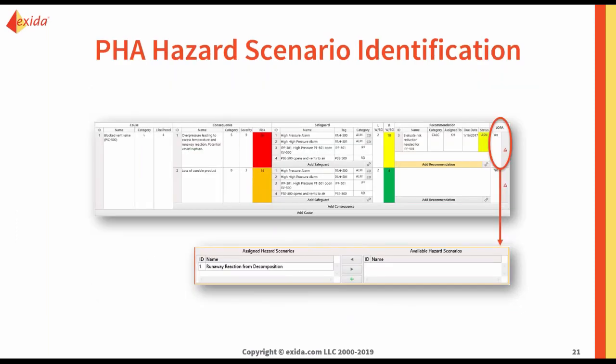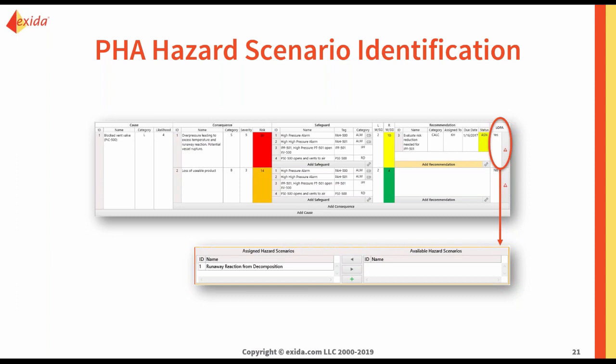Finally, you want to determine if this is a high enough risk scenario. Do you want to analyze it further in the LOPA? Not everything's going to be high risk, and so you can maybe stop at the PHA, but certainly some things you're going to need to do layer of protection analysis. And if it is, you have to define a hazard scenario.